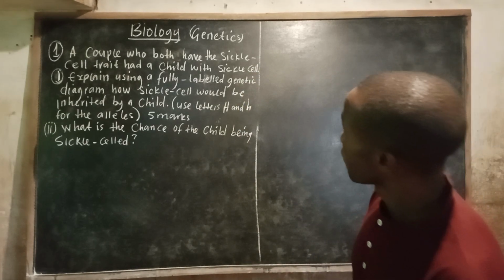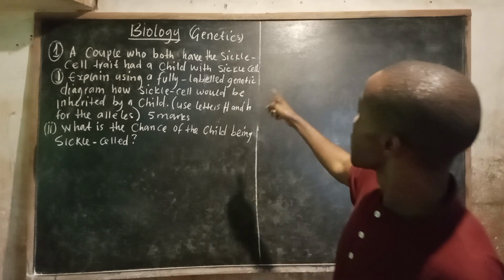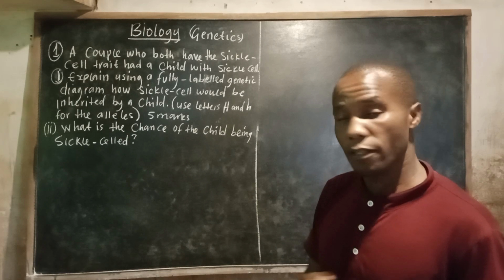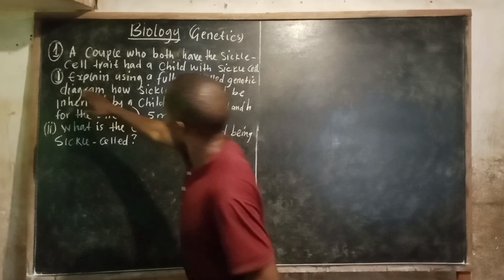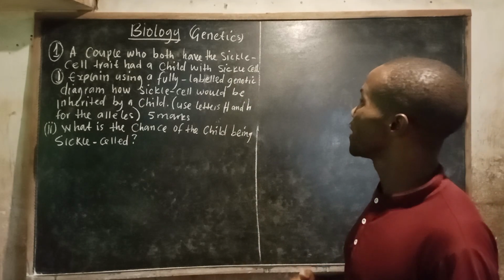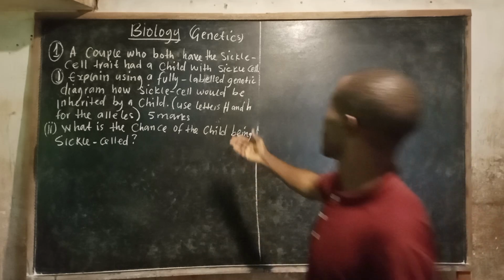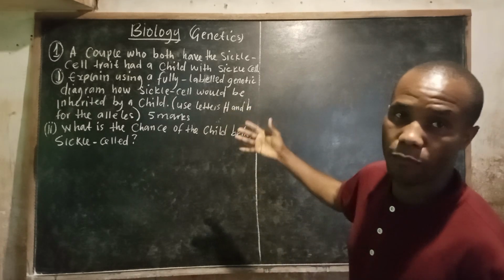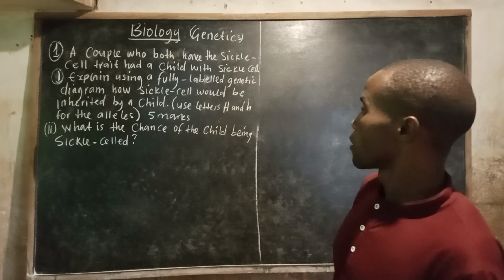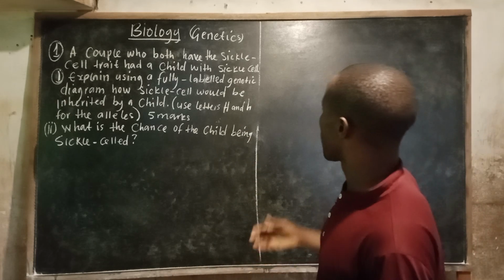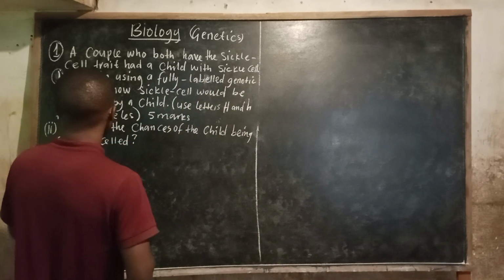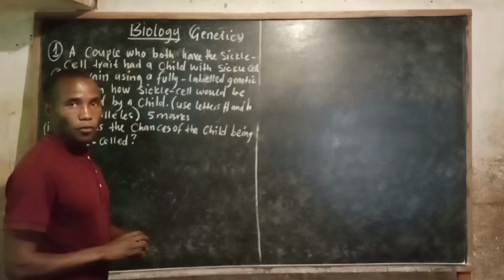So, question number one. A couple who both have the sickle cell trait had a child with sickle cell. That is the statement. Then, one, explain using a fully labeled genetic diagram how sickle cell would be inherited by a child. Use letters H and h, the capital letter and the small letter, for the alleles. That is 5 marks. Two, what is the chances of the child being sickle celled? This one carries 2 marks.